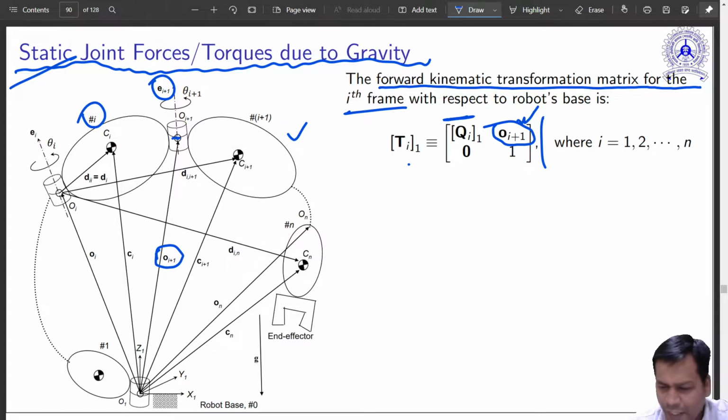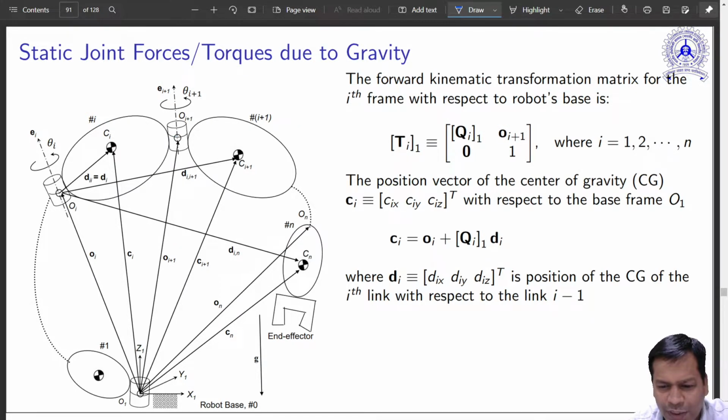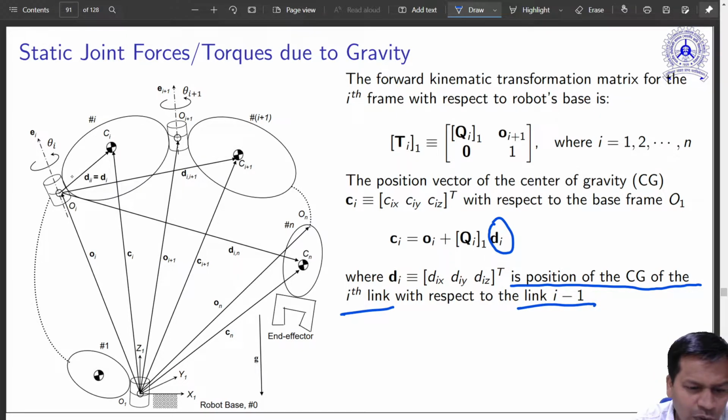Now can I write the next line? You just see it carefully. This again has a lot of information. What is d_i? It is the position of the center of gravity of the ith link with respect to link i minus 1. So it is effectively this vector. This is what is d_i. As a vector it is there, and this is well known in its own frame.